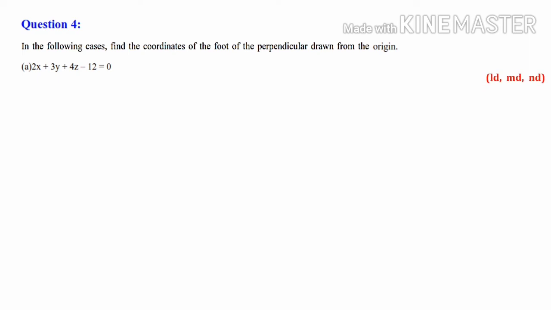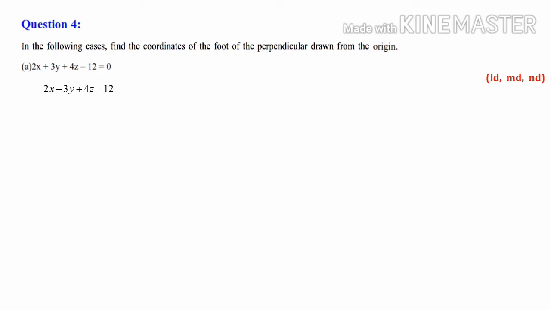The formula for finding the foot of the perpendicular is (ld, md, nd). These are the coordinates. Here l, m and n are the direction cosines of the normal to the plane and d is the distance from the origin. Here the equation of the plane is given to you. From here we have to calculate l, m and n and also we have to find out d. So for that purpose, first of all we have to write the equation in ax plus by plus cz is equal to d form. Here 2x plus 3y plus 4z is equal to d. This one we have to bring to the right side.